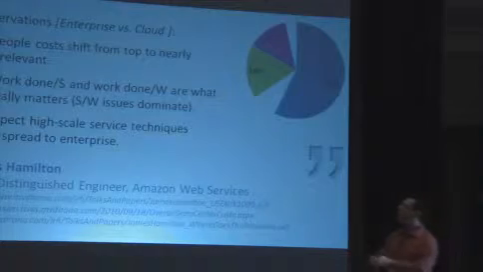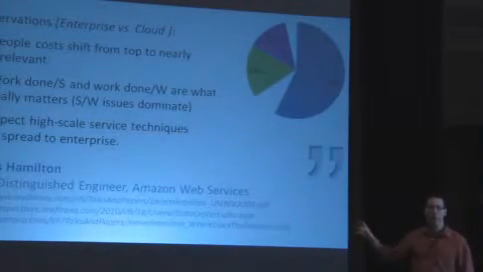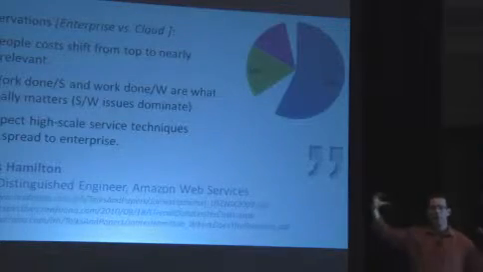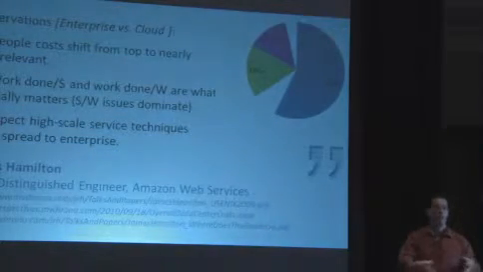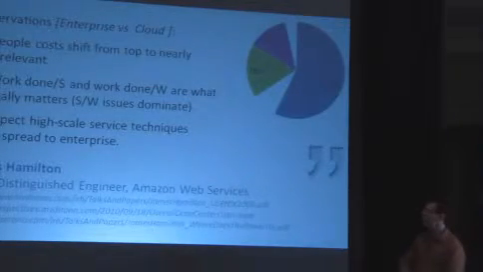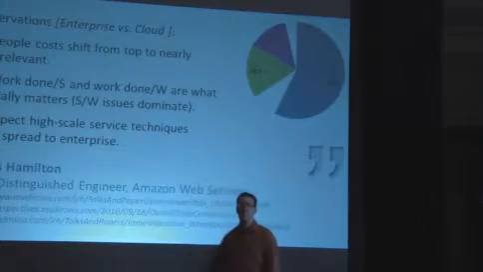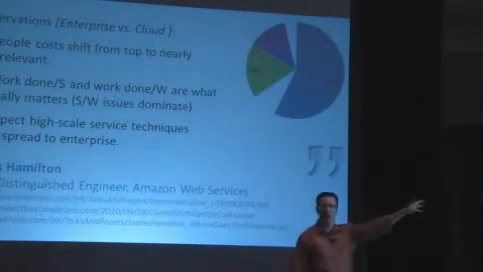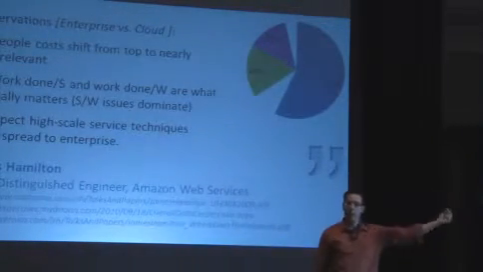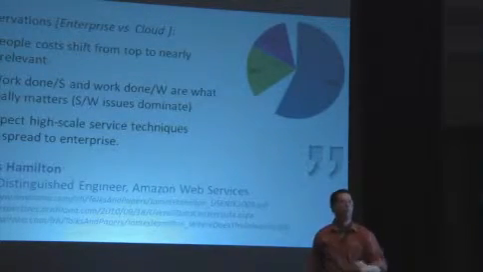Second, work done per dollar and work done per watt are what really matters, and his words are software issues dominate. That's because efficiency is king for managing costs of a data center. It matters in real dollars and billions of dollars. And his third point, which is very interesting, is he says, see what's happening over here in the data center? Expect all those techniques to go right back to the server room, right back to desktops. And we're already seeing it happen.